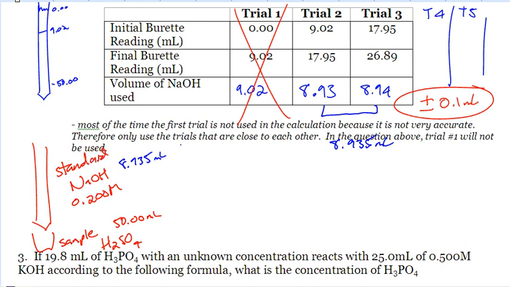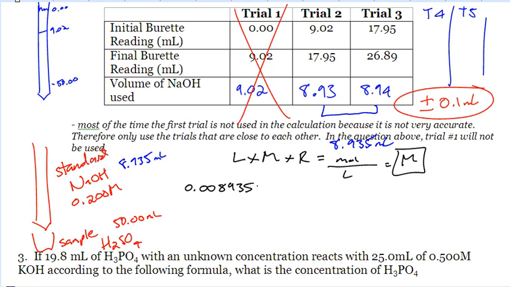8.935 milliliters. So every titration question will be liters times molarity times the ratio to give you moles of your sample. Then you divide that by liters of your sample, and you'll end up with molarity. So here it is, 0.00895 liters times 0.200 molar times the ratio.